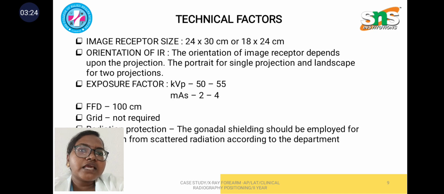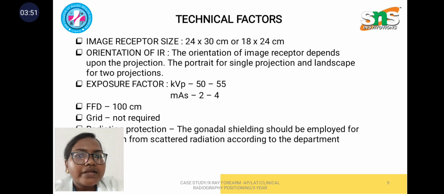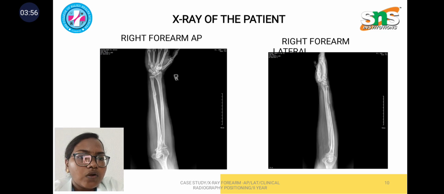Exposure factor is kVp and mAs, which determines the quality and quantity of X-ray we have to give to the region of interest. So kVp and mAs for the forearm is 50 to 55 and 2 to 4 is sufficient. FFD is nothing but focus to film distance, which is 100 centimeter, and grid we will not be using for extremity radiography. For radiation protection, gonadal shielding must be employed in order to avoid the patient getting the scattered radiation. It also depends on the department policy.